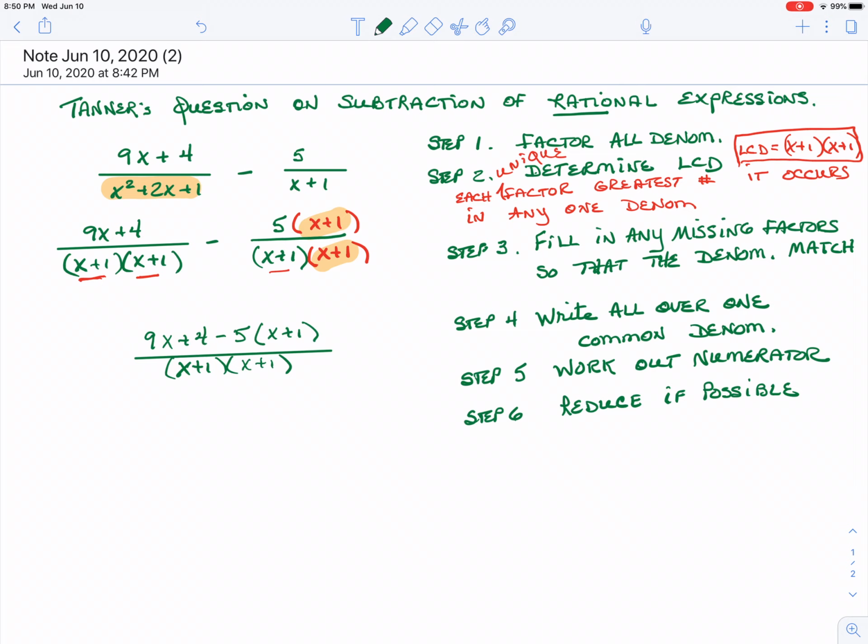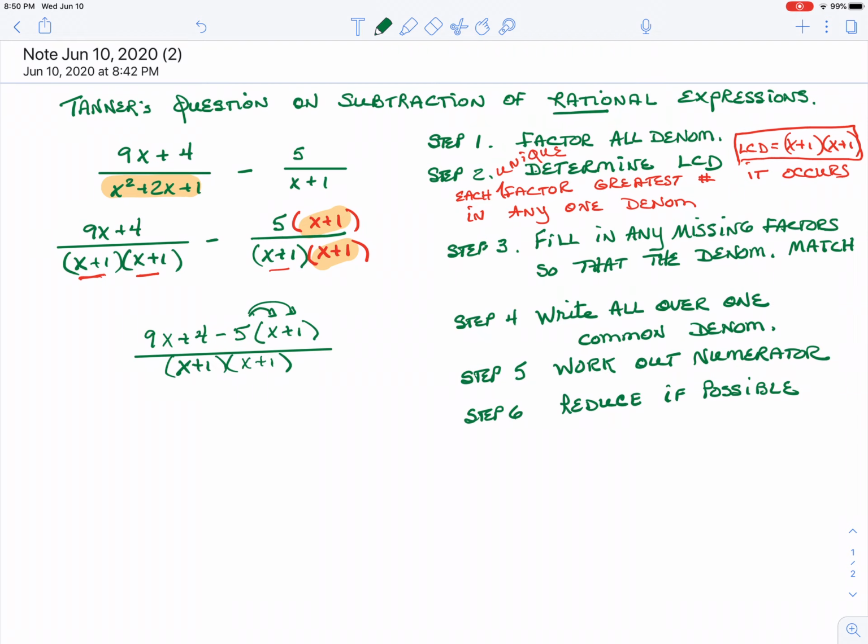Now I want to work out the numerator, and I'm seeing here I've got some multiplication to do and distributing that -5. And notice where the negative came from. Don't lose that sign back there. Sometimes it's easy to overlook that. So I'm just working on the numerator right now. Let me just keep the denominator as it is and work out 9x plus 4. Distribute the -5 and get -5x minus 5.